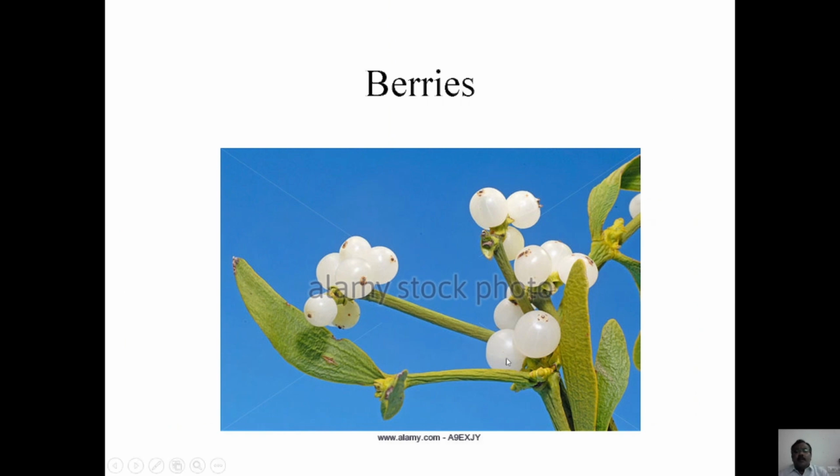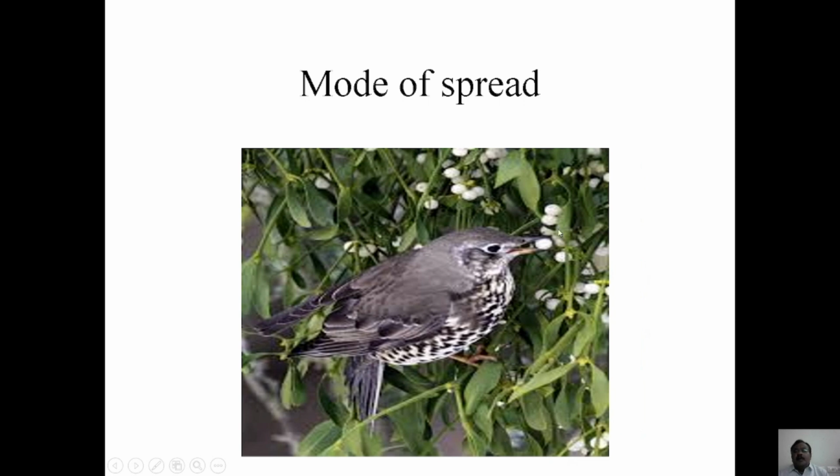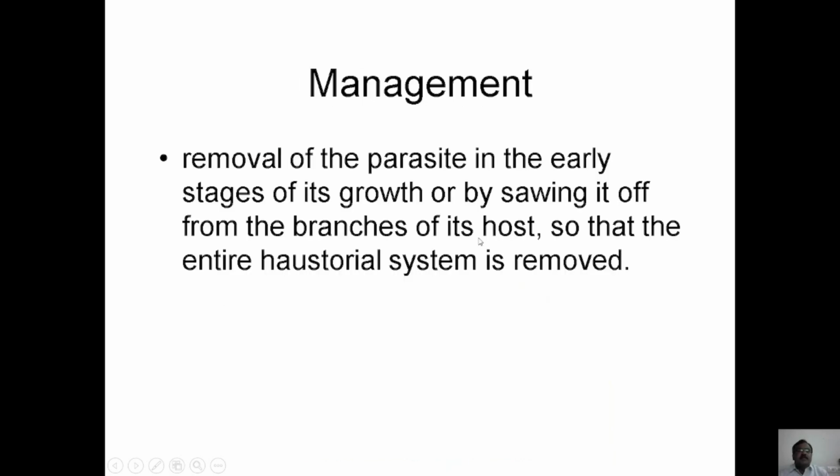These are the colorful berries developed by the Loranthus, and the birds eat the colorful fruits, and through the fecal matter the seeds get disseminated from the parasitized plant to others. The removal of the parasitized branches is highly advisable. So cut off the affected branches, and protecting the cut portions with Bordeaux mixture or any other protective fungicide is highly recommended.